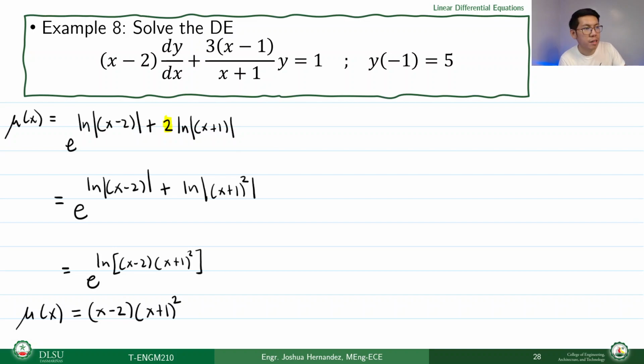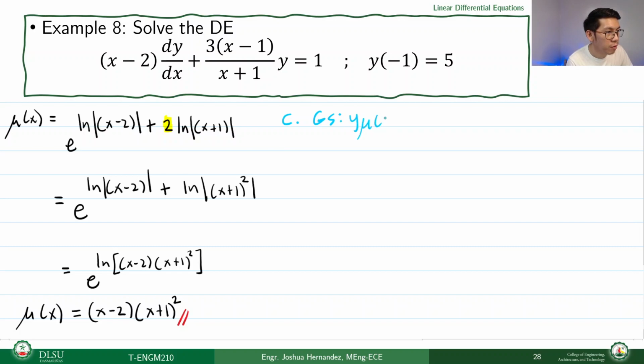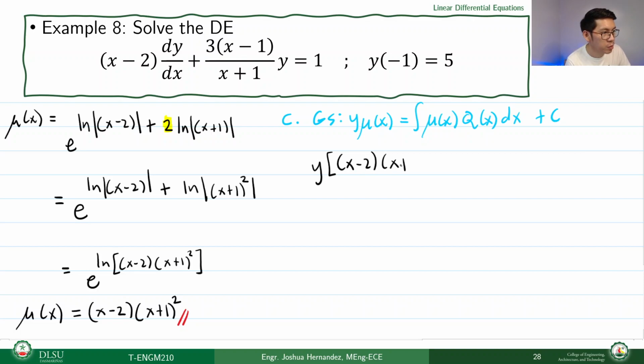Okay. Now that we have yung ating integrating factor, we can now proceed in getting our general solution. And that is y mu of x equals integral of mu of x q of x dx and then plus c. Ayun. So plugging in our values, we'll get y and then our mu of x, which is x minus 2 and then x plus 1 squared equals the integral of the same mu. We have x minus 2 multiplied by x plus 1 squared multiplied by q of x. What is our q of x? That's 1 over x minus 2.